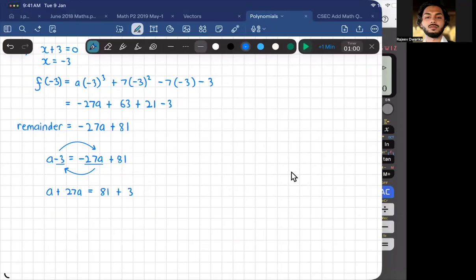What is 1a plus 27a? 28a. And what is 81 plus 3? 84. So I have 28 a's. How am I going to find for 1a? Divide both sides by 28. Nice. And I think that should be 3.